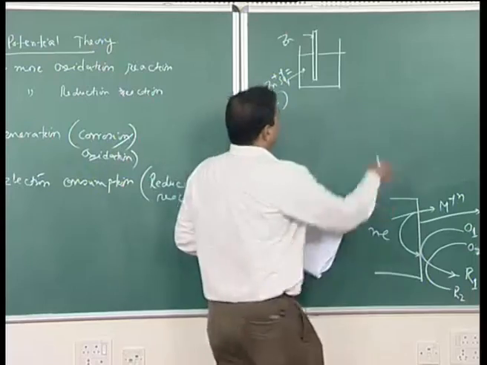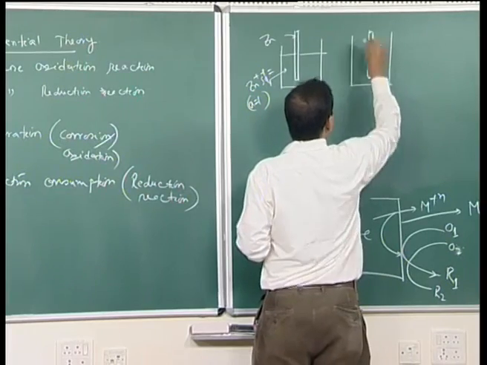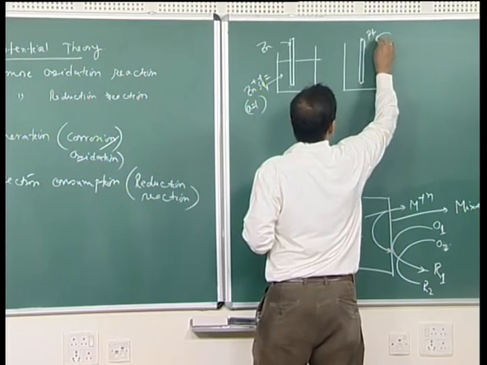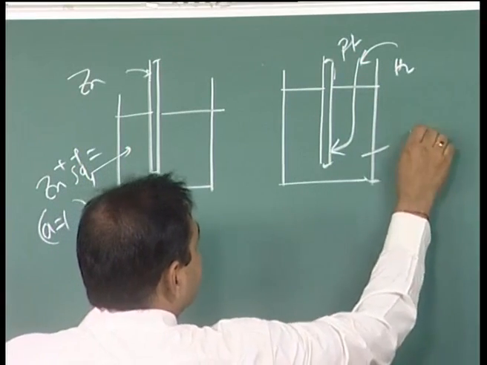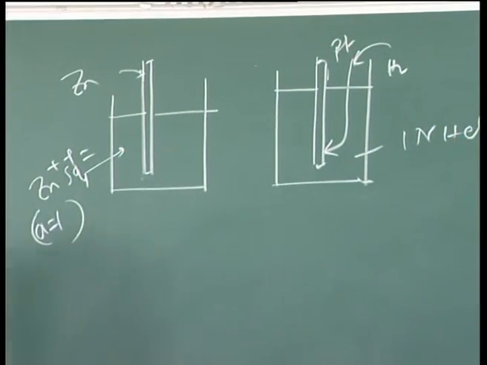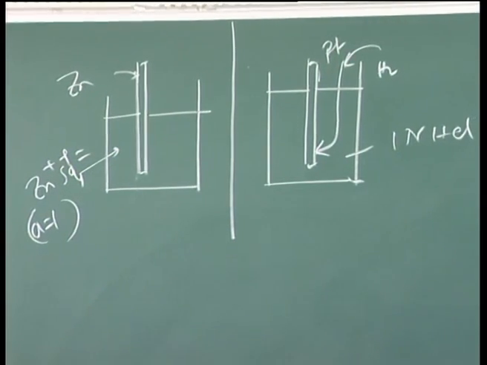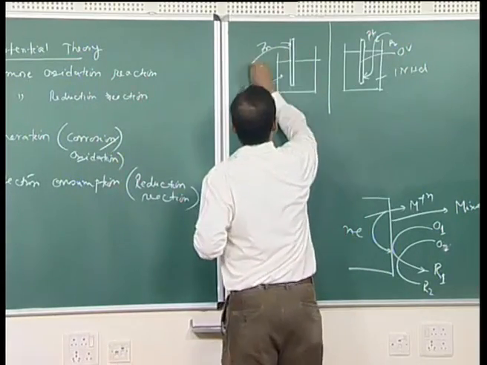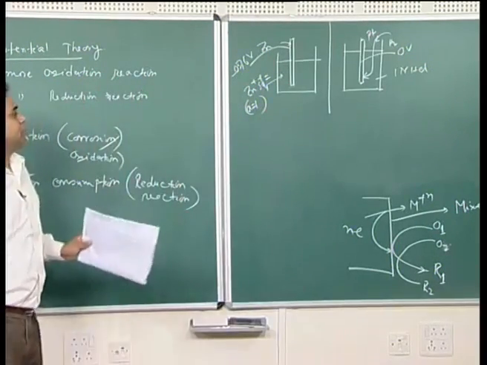Similarly, you can have a standard hydrogen electrode, where a platinum rod is supplied with hydrogen gas in one normal HCl. When they are separate, both will be at standard reduction potential. So this potential would be 0 volt, and the zinc potential would be minus 0.76 volt.